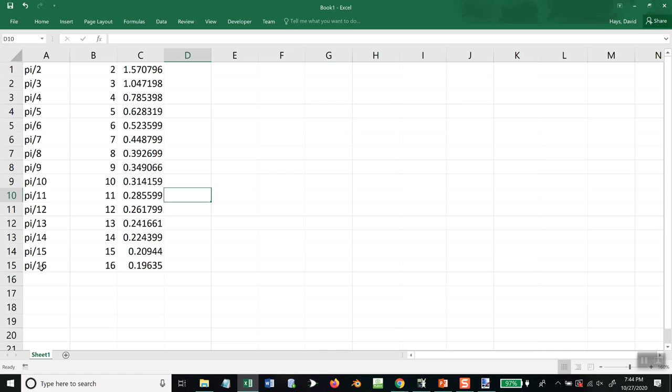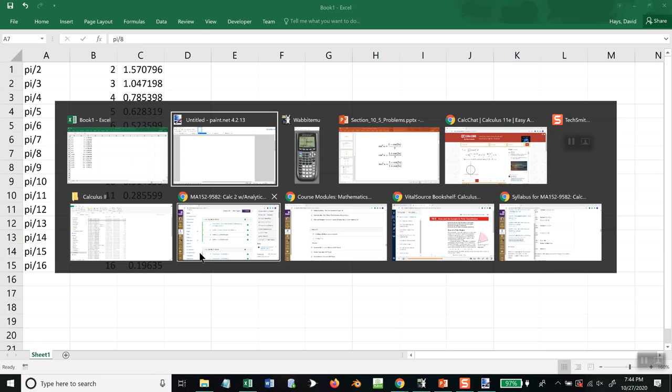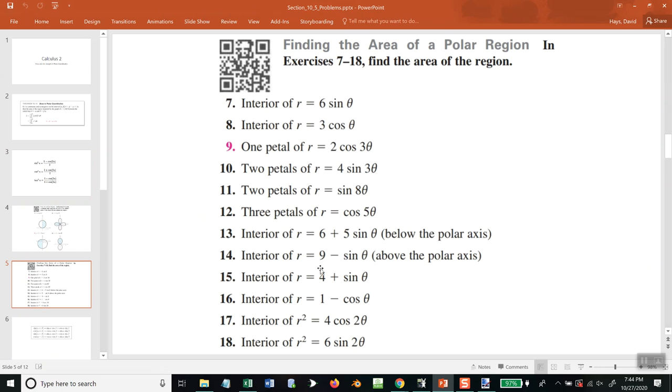I don't think you need to go above pi over 16. I'd be shocked if there's anything like that. Most of them are up to pi over 8. It would save you time and test time, because like I say, the setup is really the challenging part on these.